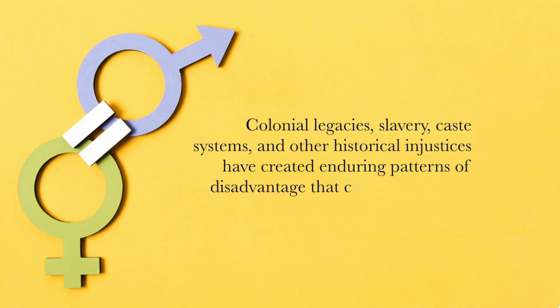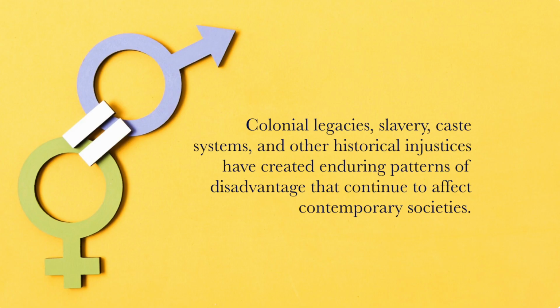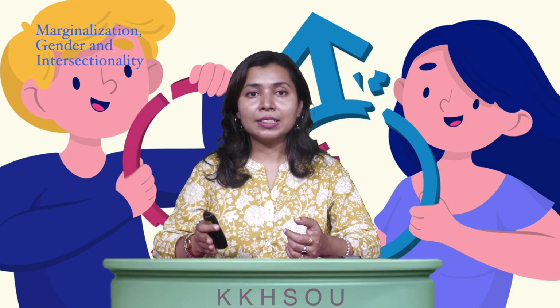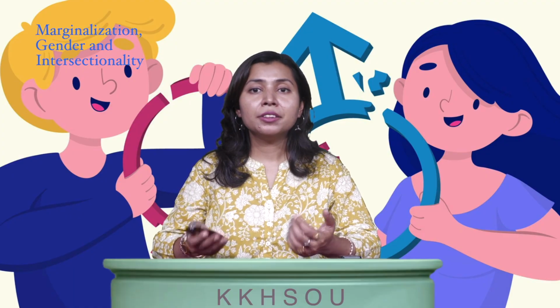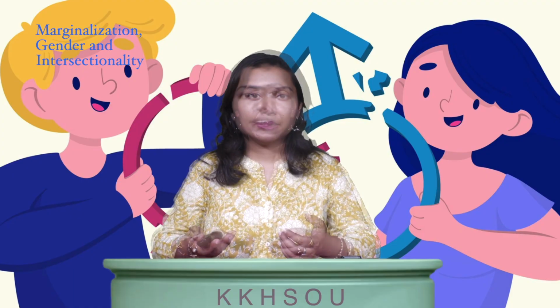Colonial legacies, slavery, the caste system, and other historical injustices have created enduring patterns of disadvantage that continue to affect contemporary societies. So these historical processes established hierarchies that become normalized and reproduced across generations. Now let us have a look at gender inequality and social exclusion.